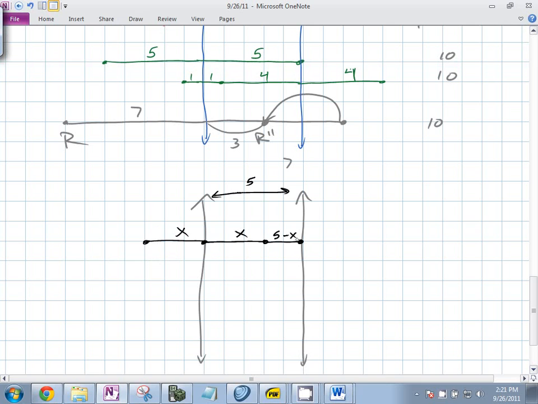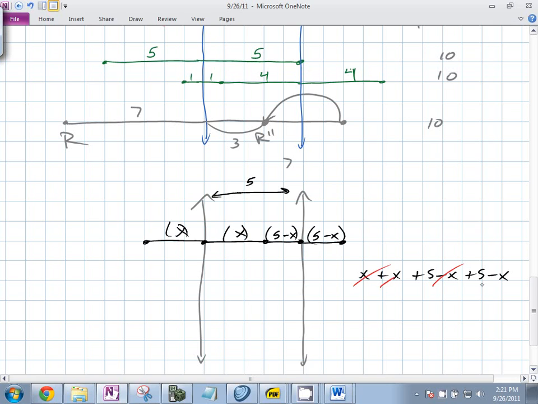And then if we reflect it again, how far is it on this segment right here? 5 minus x, again, because we reflected 5 minus x. Do you agree with that? So we have x, x, 5 minus x, and 5 minus x. What's x plus x plus 5 minus x plus 5 minus x? What cancels?